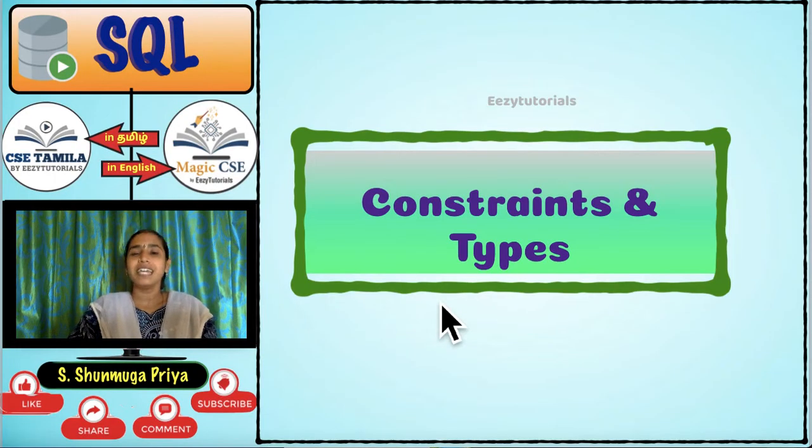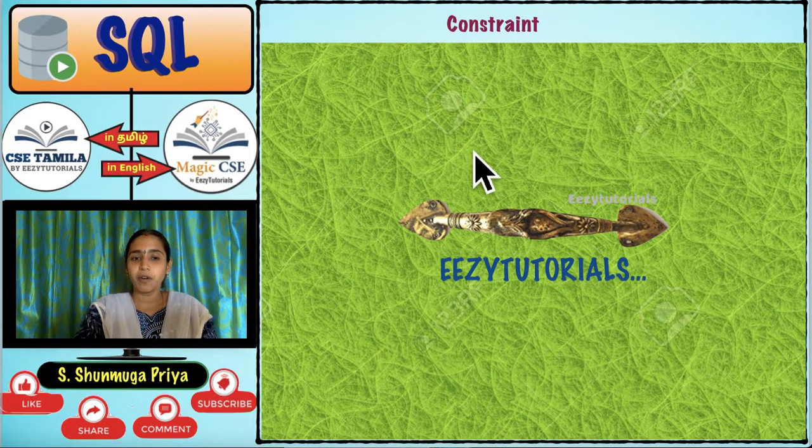Here we are going to see constraints and types. Hope you have worked out with DDL and DML commands. After having a glance of DDL and DML commands, you come to constraints and types. Then only it will be good to understand for you and it will be quite easy for you. So now we'll start with the constraint.